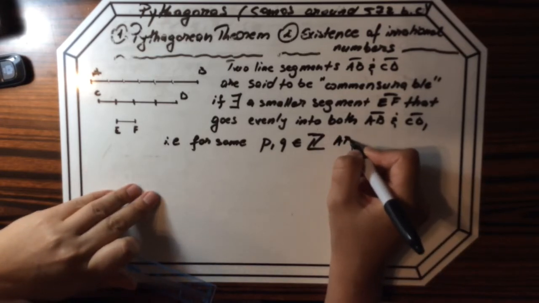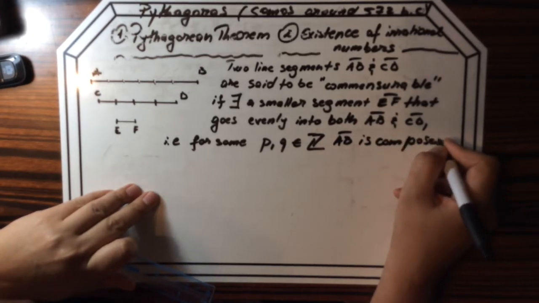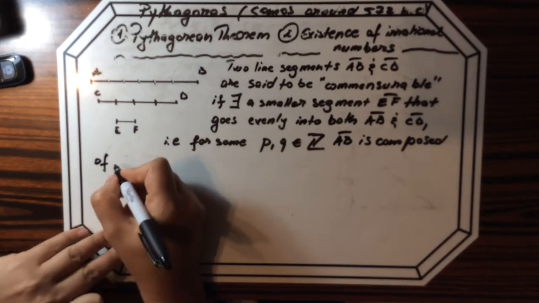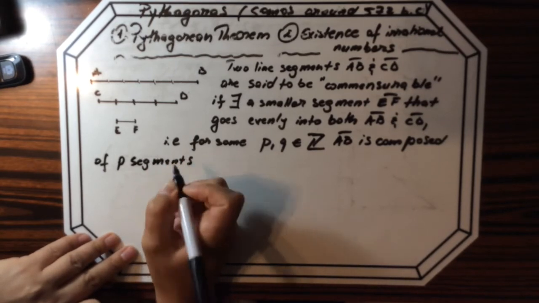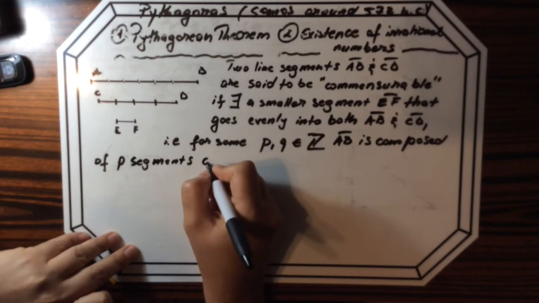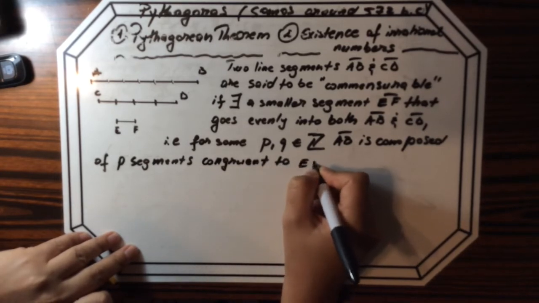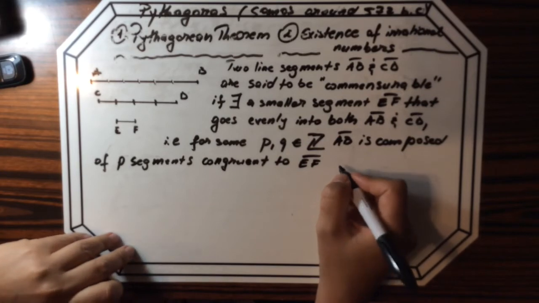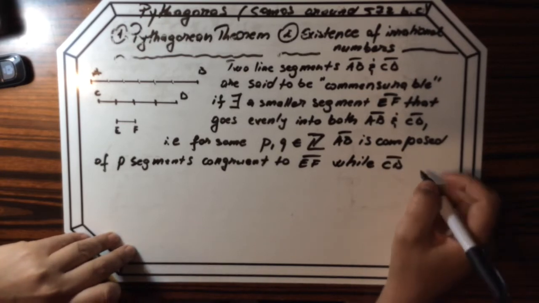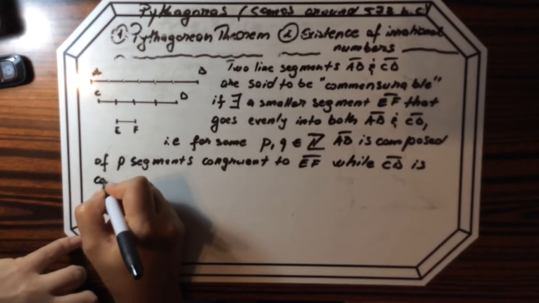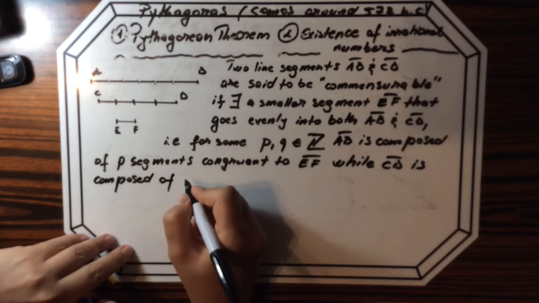AB is composed of p segments congruent to EF, or equal to EF, while the line segment CD is composed of q such segments.